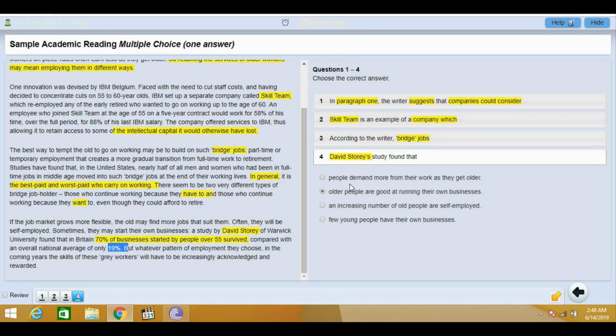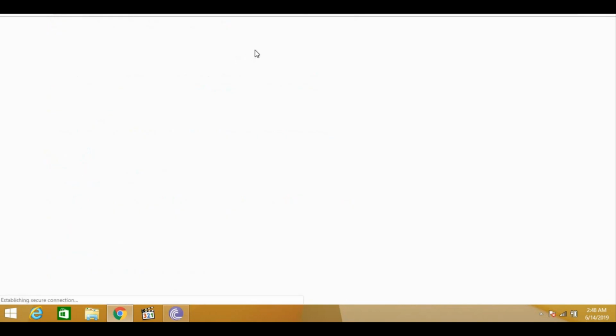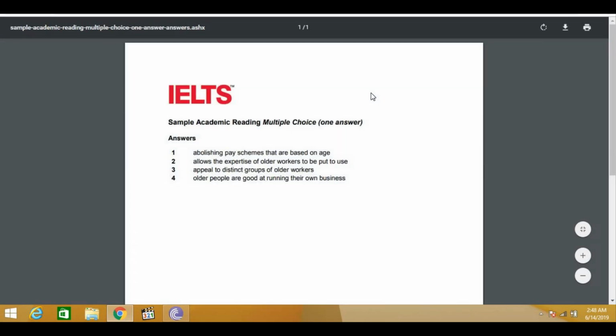So now let's compare this answer with the answer key, if I can find it. Let's see. Well, okay, download the answer key. Wait a minute, you can find the answer. Yeah, well, here, let's see my answers.